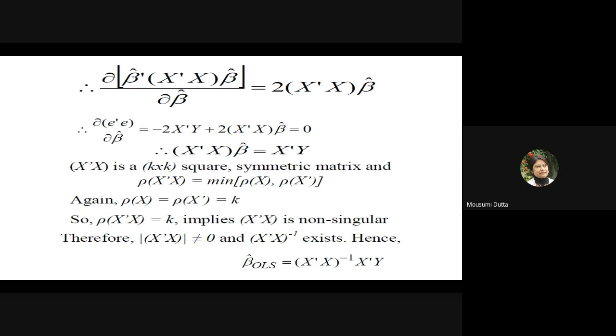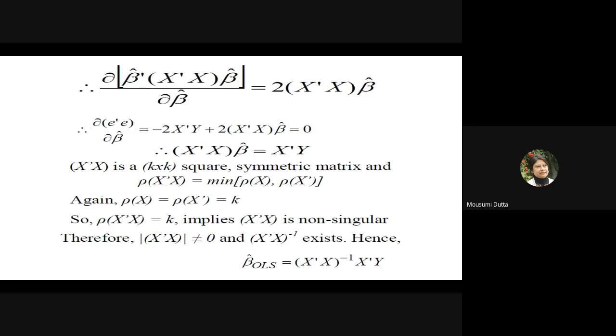Now, in case of two variable analysis, we have two parameters, alpha and beta. So we get two normal equations to solve this. In case of multiple regression model, we have k number of beta to solve. We have to derive the values for k number of beta, so we will have k number of normal equations. Solving k number of normal equations, we will derive the value of beta hat vector.